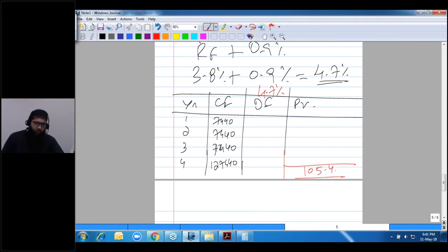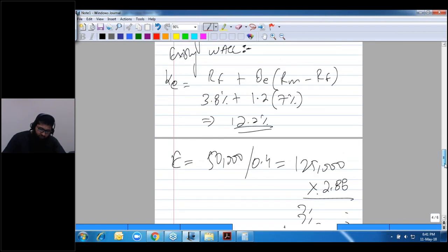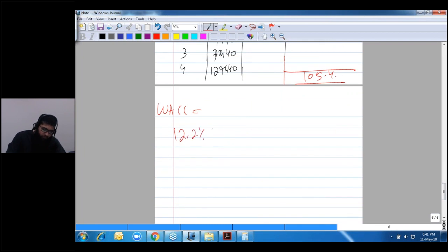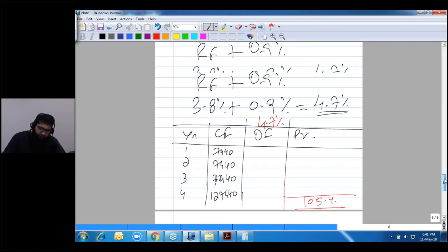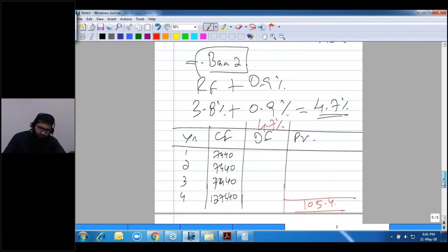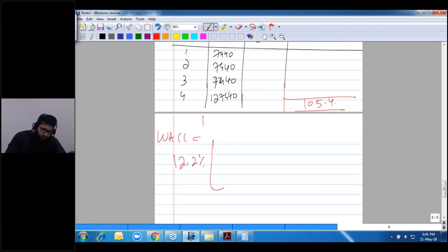Okay. So now what you could do is calculate the WACC, because the KE that we have is 12.2%. Multiply by the market value of equity, which is 360,000. In fact, the total market value of debt is 120,000 divided by 100 into 105.4.